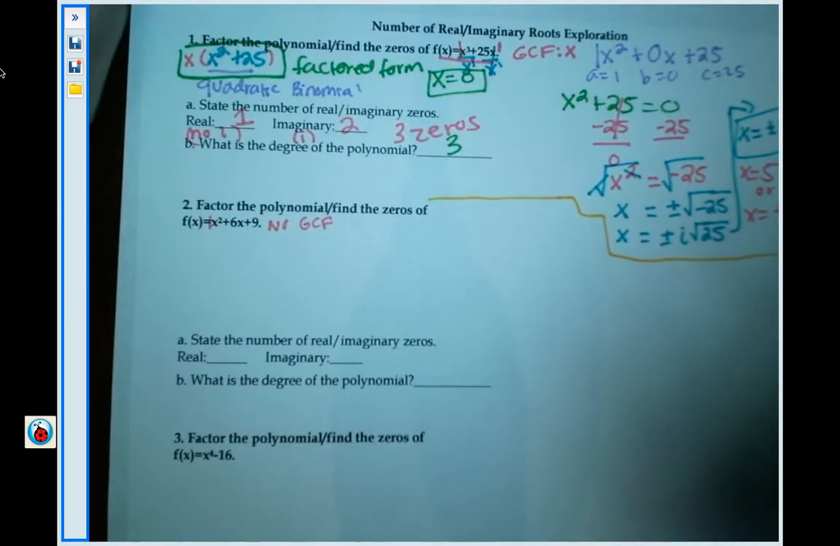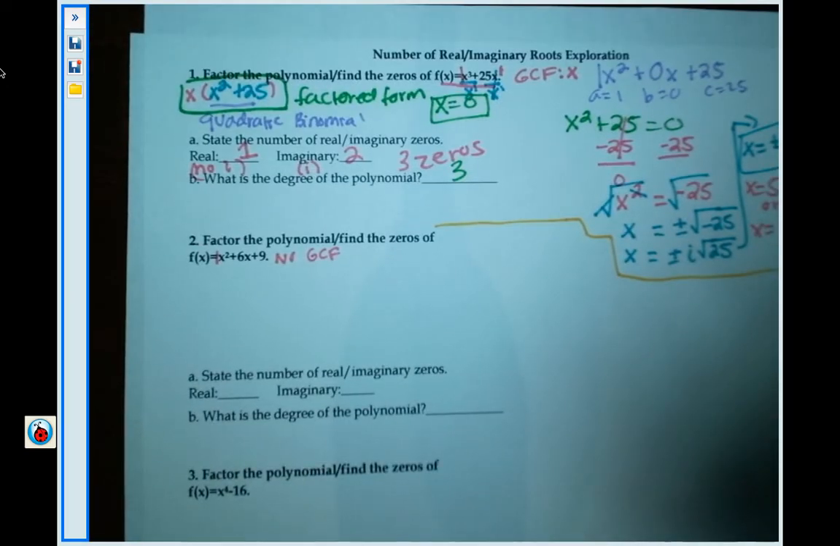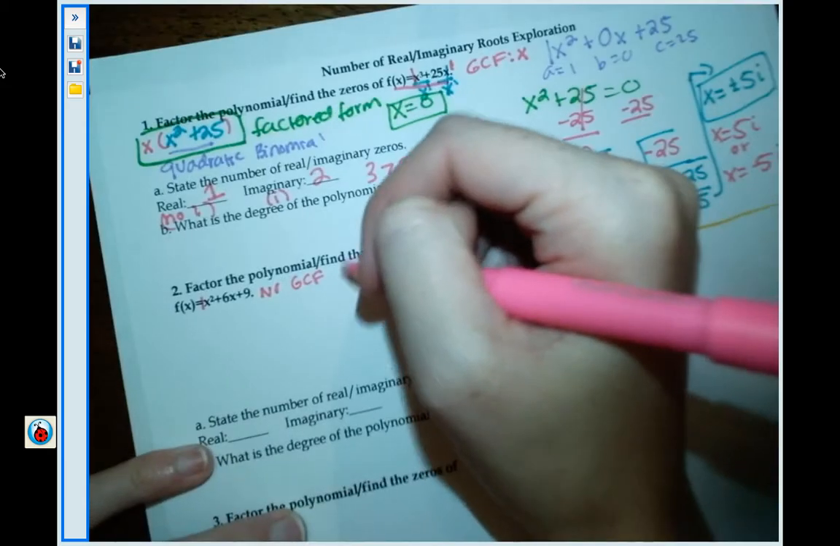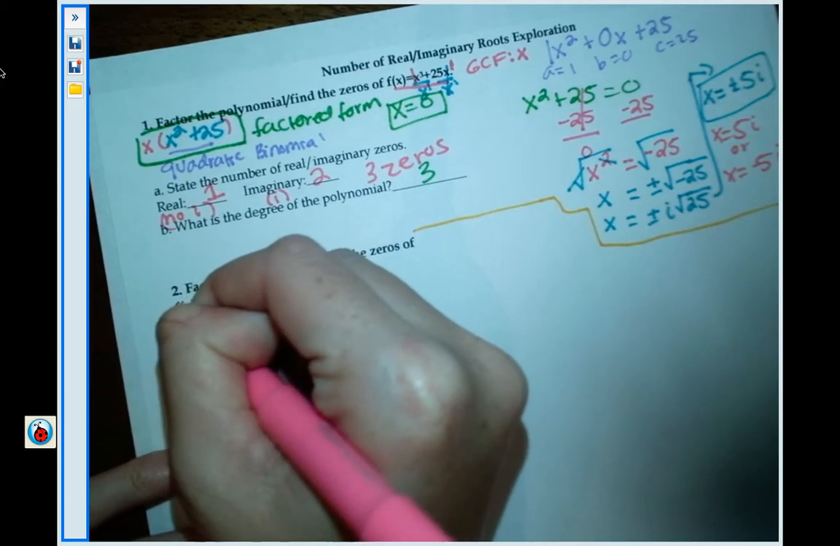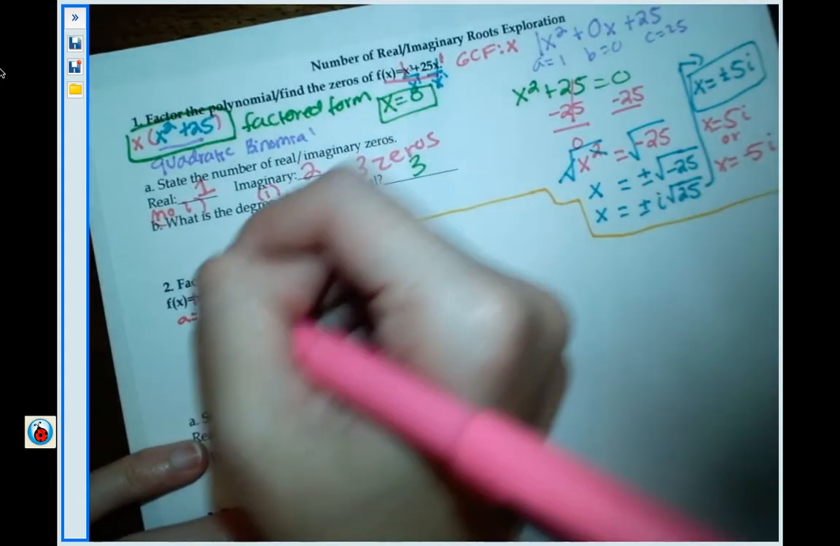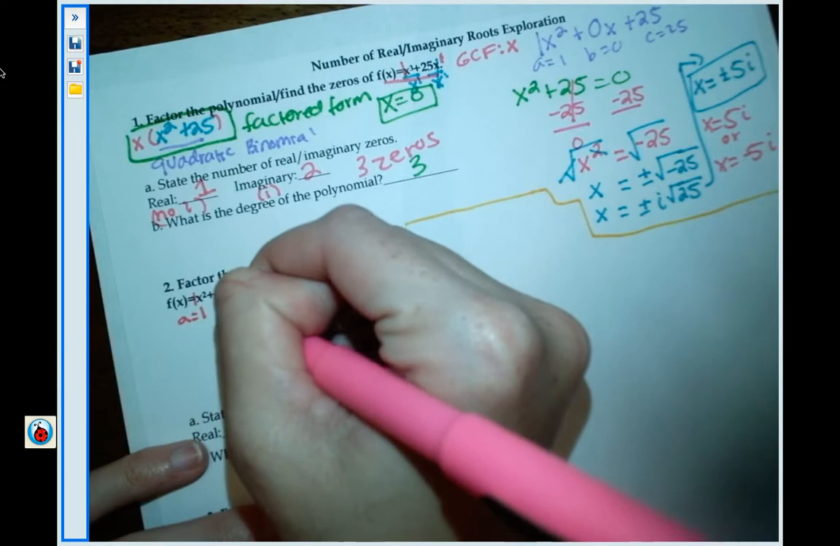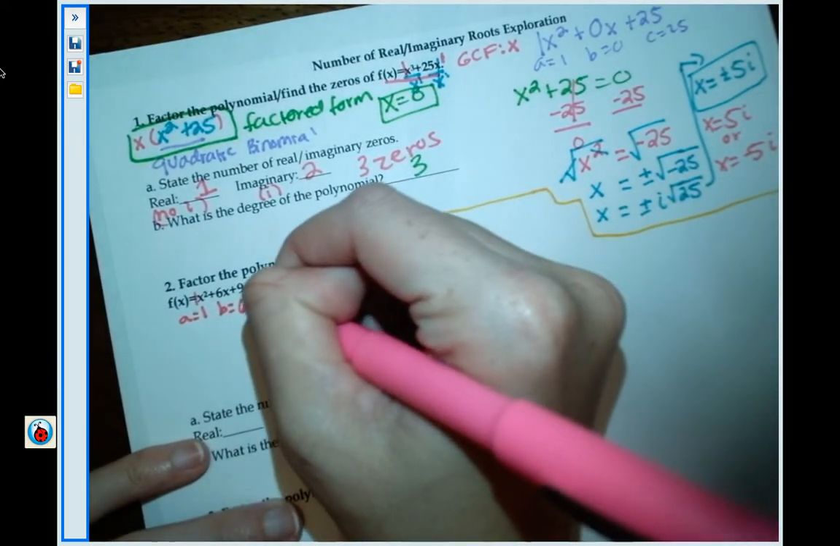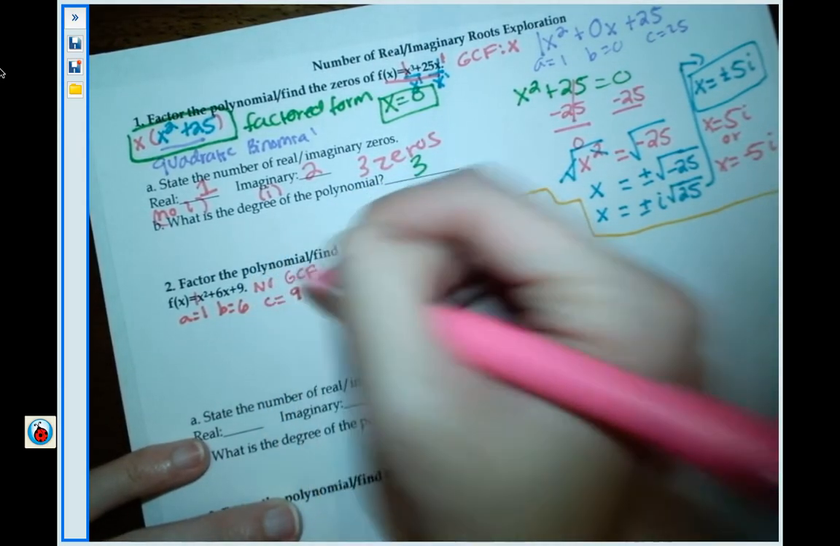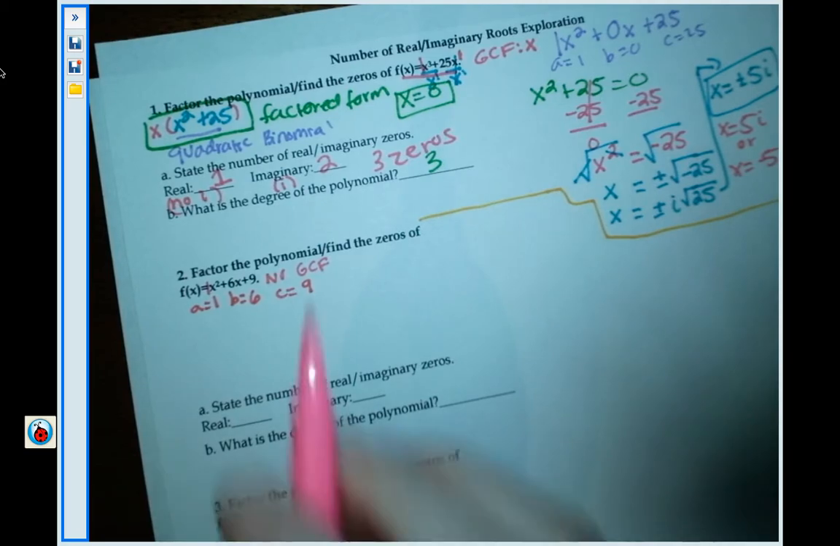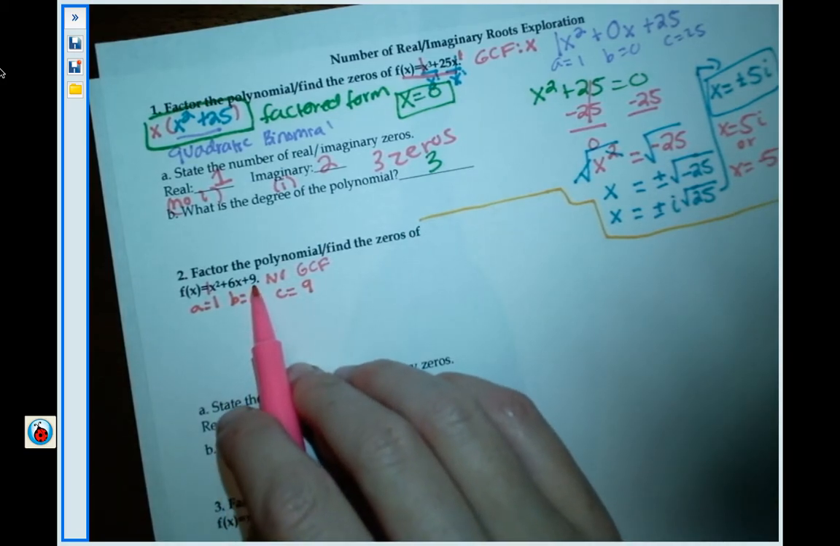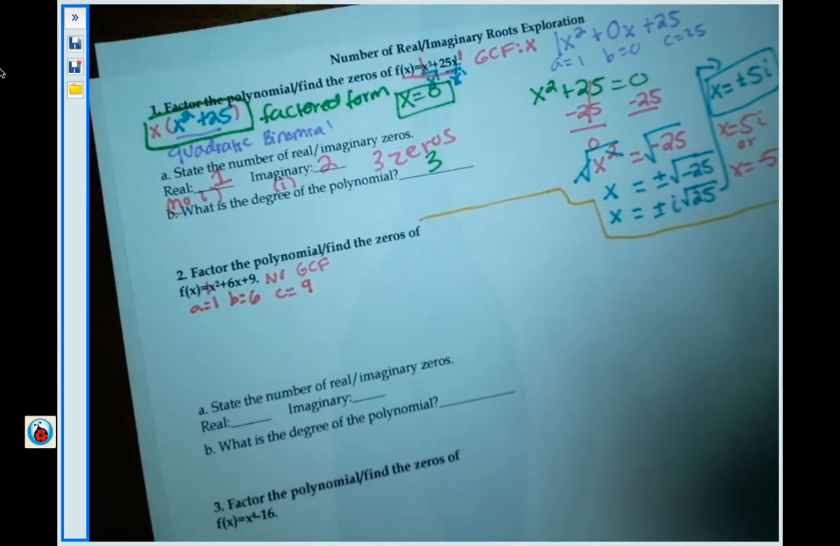Okay, so first, I'm going to identify my a, b, and c, because that always helps. So my a is the 1, the number in front of the x squared. My b is the number in front of the x, which is a 6. And my c is the number without the variable, which is the 9, or the constant term. Remember, guys, constant terms are when it doesn't have a variable. Okay, so let's keep on going.